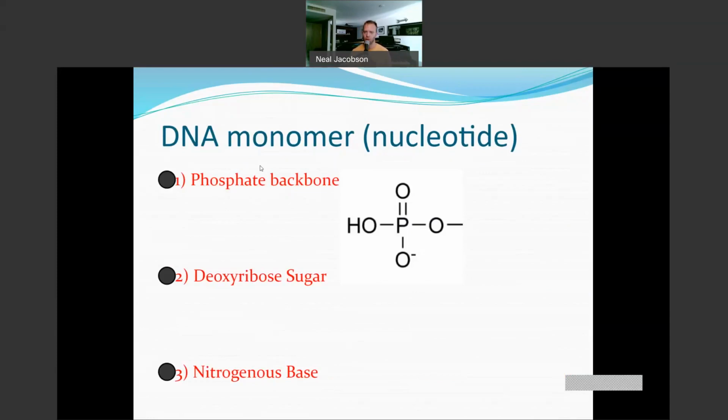If it's an RNA monomer, it would be made up of a phosphate backbone, a ribose sugar, and a nitrogenous base. So deoxyribose sugar or ribose sugar determines whether it's DNA or RNA. All right, so let's talk a little bit about the structure. So there you go, phosphate group. This one is deoxyribose sugar, and then a nitrogenous base.